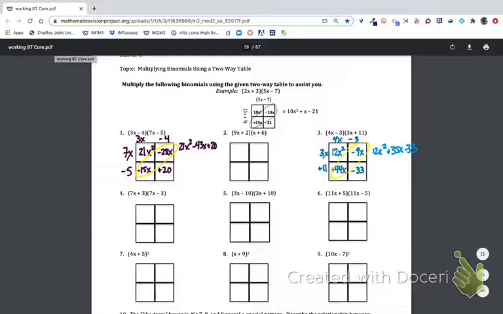Number 5, same process. 3x minus 10, 3x plus 10. 3x times 3x gives me 9x squared. 3x times negative 10 is negative 30x. 3x times positive 10 is positive 30x. And positive 10 times negative 10 is negative 100.